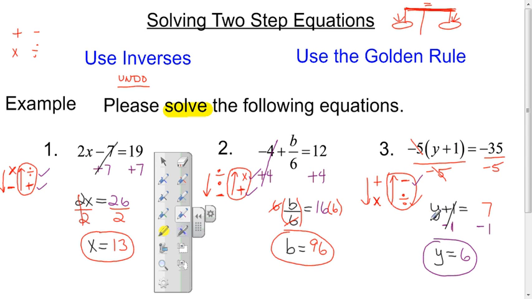And if I would have checked that answer of negative 8, it would have been wrong. And I can see here that 6 makes more sense for the y, because if I plugged it in, I would get 6 plus 1 is 7, times negative 5 is in fact negative 35.